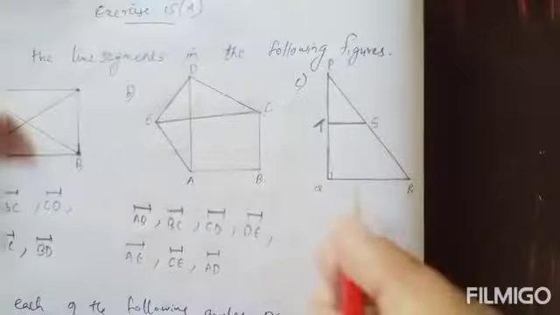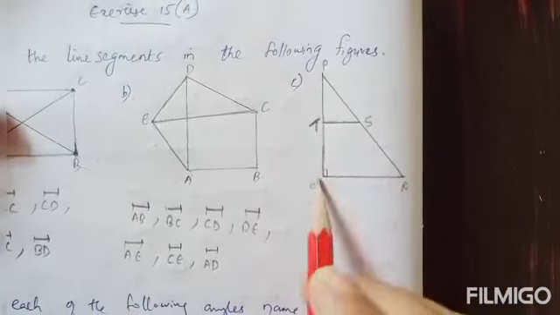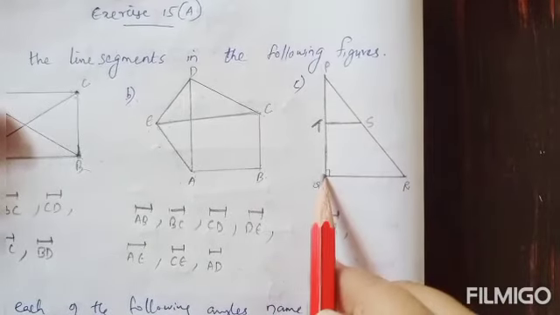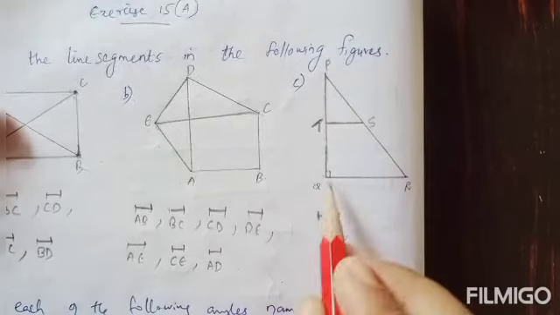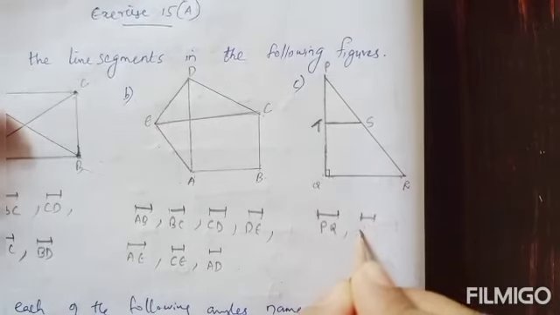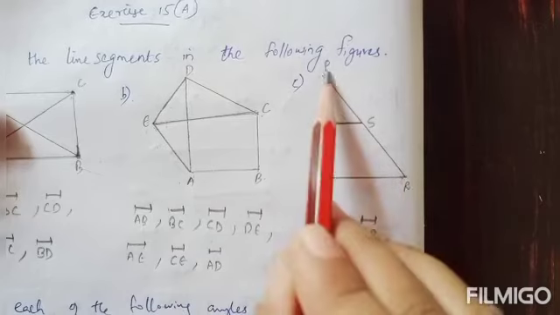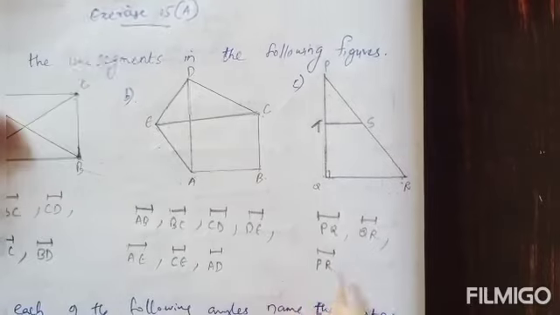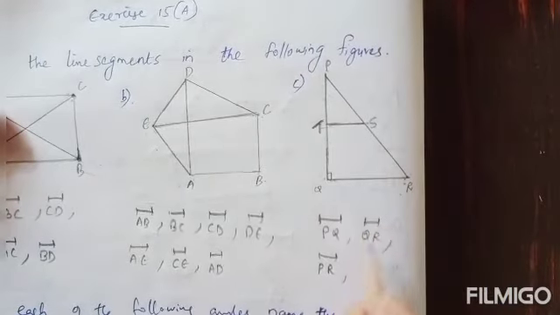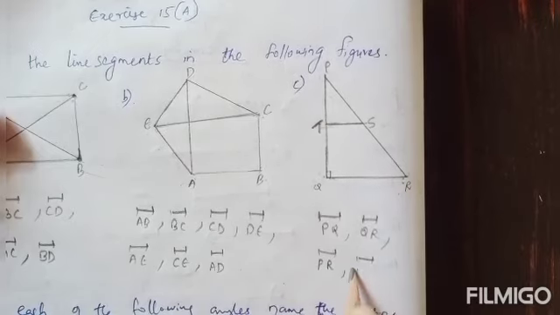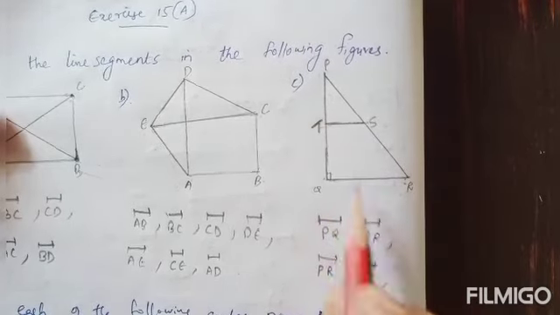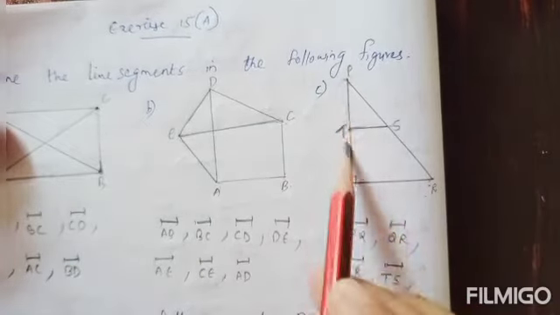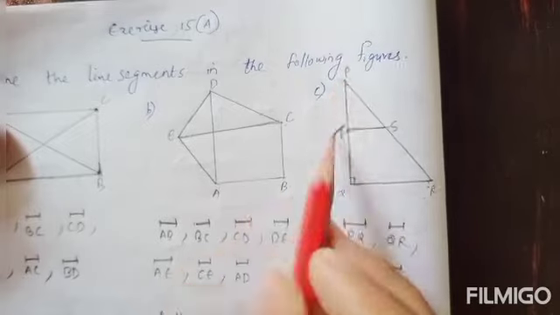Then next you can see PQ, line segment PQ. 2 points P and Q joined by a straight line. So it is line segment PQ. Then line segment QR is there. Line segment PR is there, or RP, PR, anything you can write. Line segment TS is there. 2 points T and S joined by straight line TS. Then here you can see 2 points T and P joined by a straight line. This is line segment PT.